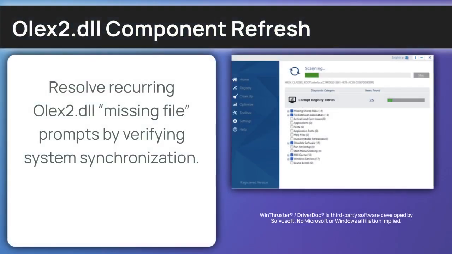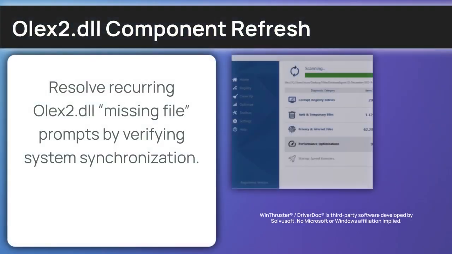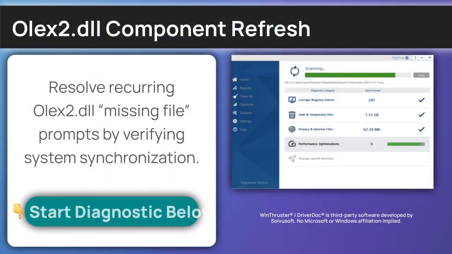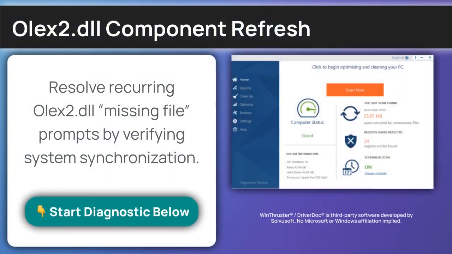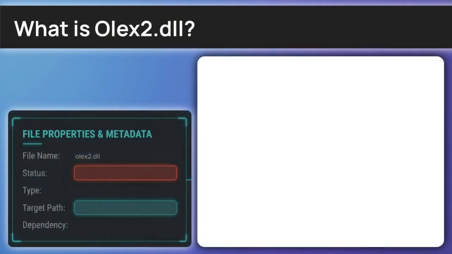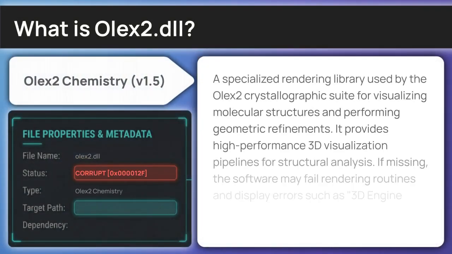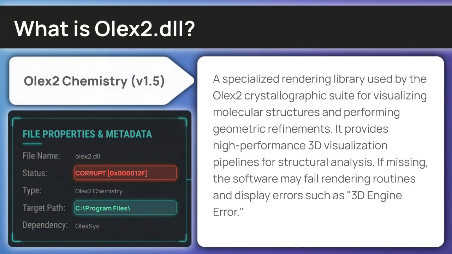Before we begin the manual steps for Olex2 module, you can access a utility designed to help provide a clean system environment. This is the Olex2 module, a specialized rendering library used by the Olex2 crystallographic suite for visualizing molecular structures and performing geometric refinements. It provides high-performance 3D visualization pipelines for structural analysis. If missing, the software may fail rendering routines and display errors such as 3D engine error.